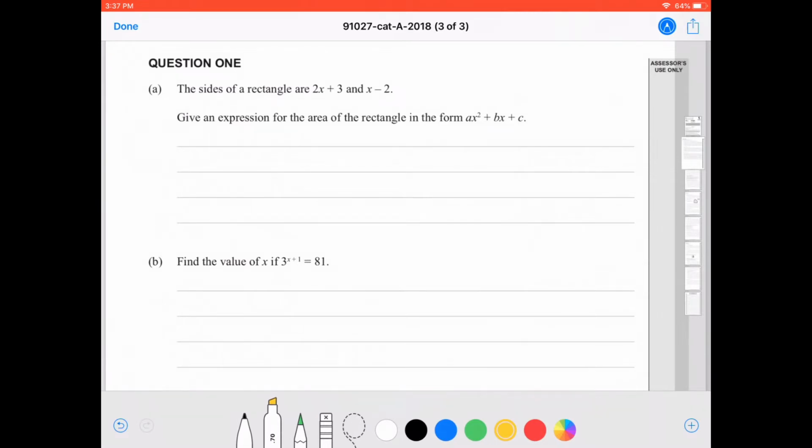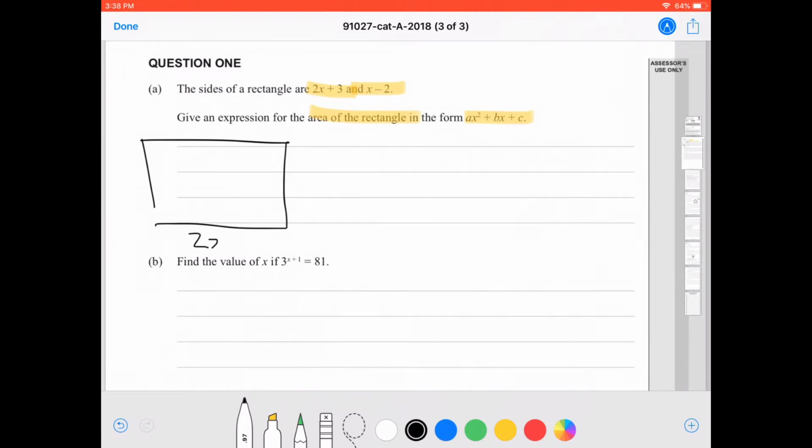So, question 1. The sides of a rectangle are 2x plus 3 and x minus 2. Give an expression for the area of the rectangle in the form ax squared plus bx plus c. So we can even draw this situation. We've got our rectangle, sides of 2x plus 3 and x minus 2, and we're looking for the area.